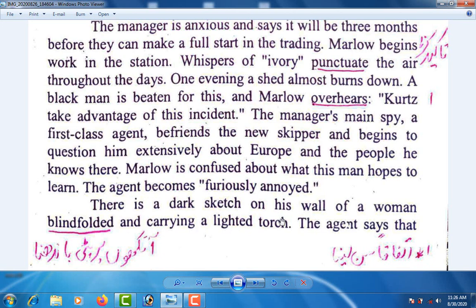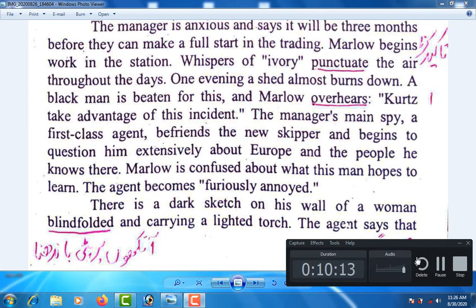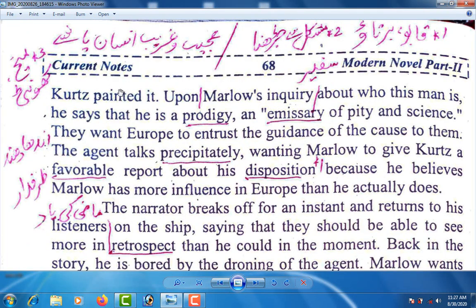There is a dark sketch on his wall of a woman, blindfolded and carrying a lighted torch. The agent says, "Kurtz painted it." Upon Marlow's inquiry about who this man is, he says that he is a prodigy, an emissary of pity and science. They want Europe to entrust the guidance of the cause to them.